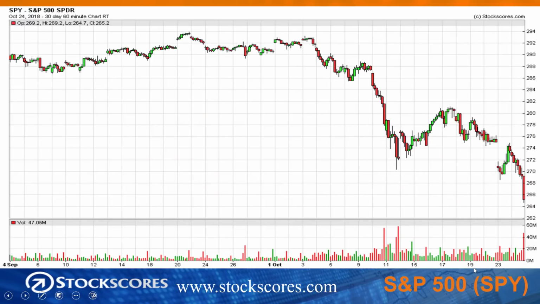So let's get into the first chart, and that is the shortest term time frame that I wanted to look at, the 30-day 60-minute chart. Again, we're just going to use some simple concepts with trend lines, and I'm drawing on here an upward trend line that was broken back on October 4th, and that was the first big down day in the market. You can see that that telegraphed a lot of weakness.